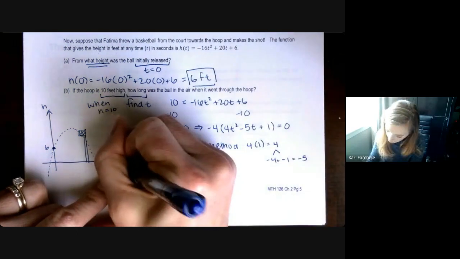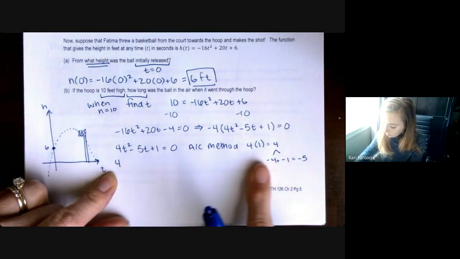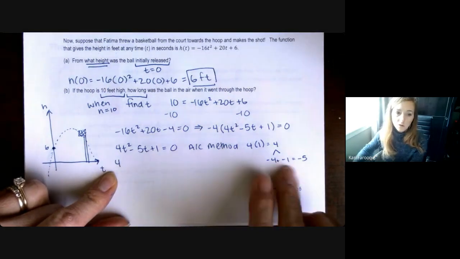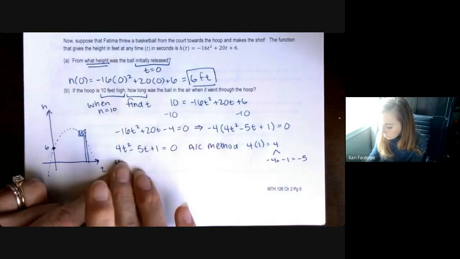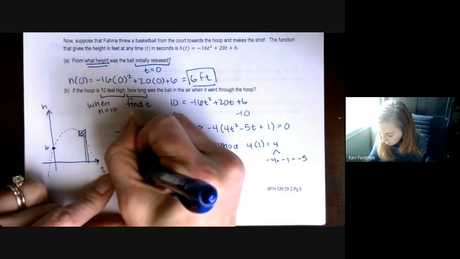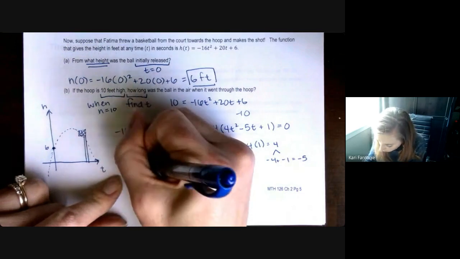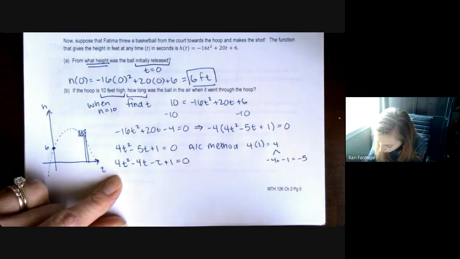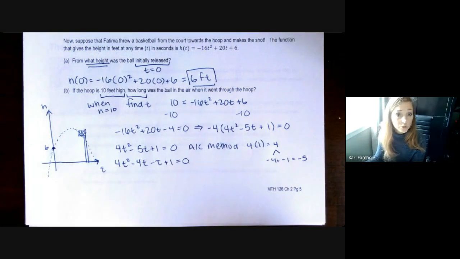So now I'm going to rewrite the negative 5t as negative 4t minus 1t. And again, the order of these two doesn't matter. I like to keep the coefficients together, but it does not matter. So 4t squared minus 4t minus t plus 1 equals 0. And then I'm going to factor by grouping.